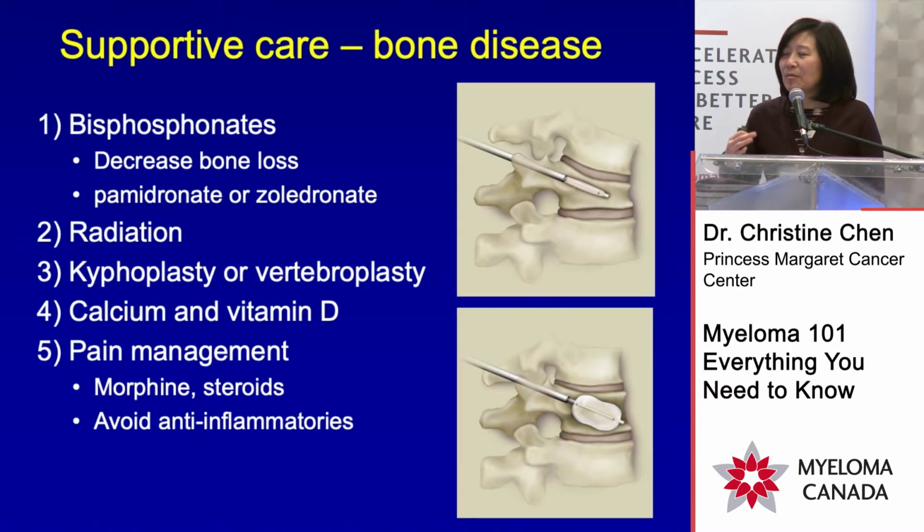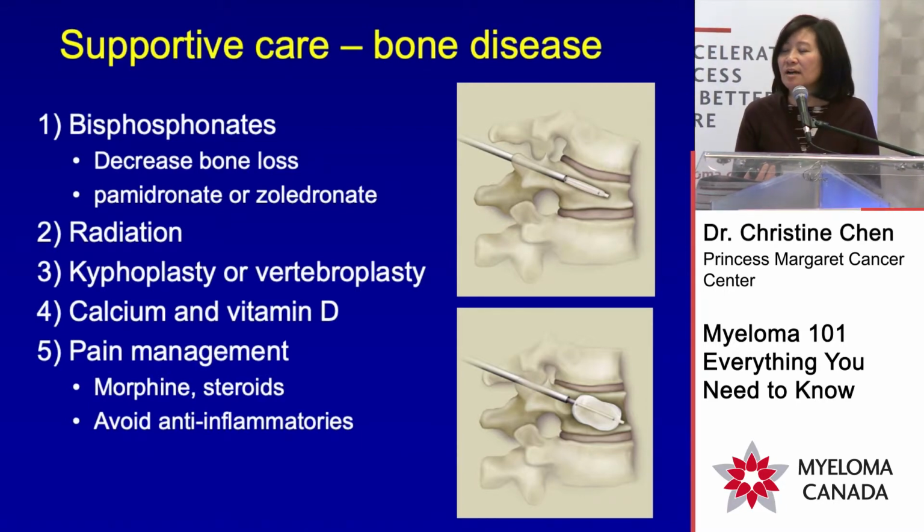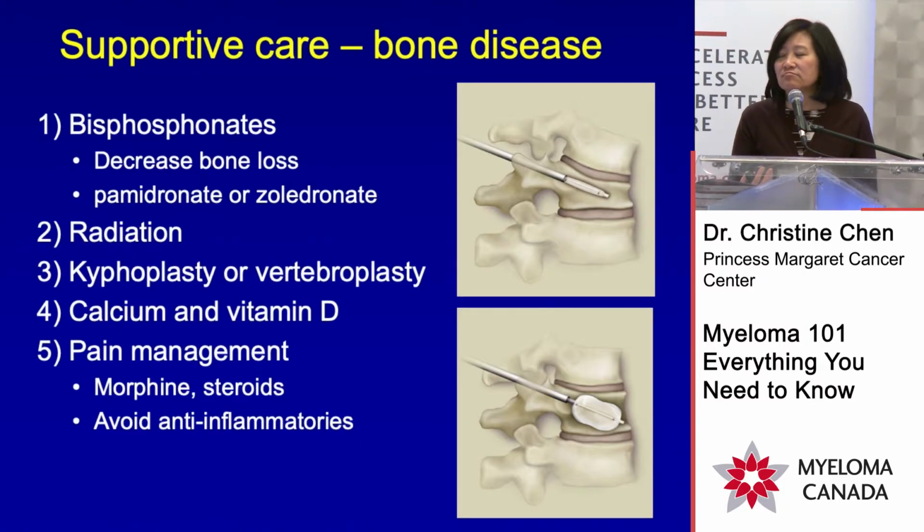So I'm going to just spend the last little bit on supportive care. Myeloma has, unfortunately, lots of complications that require ongoing care. Bone disease is one big one because it causes pain and fractures, and it can be really debilitating. So you'll all probably have been on a bisphosphonate, either zoledronate, pamidronate, even maybe clodronate. These drugs help decrease bone loss, so we use them routinely.